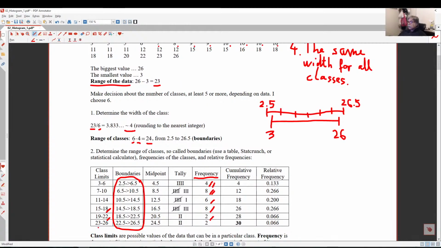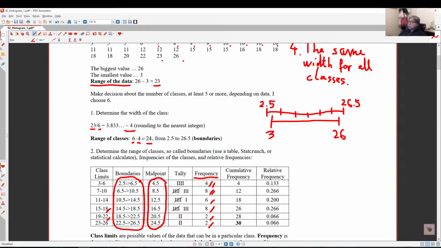And the last class with limits between 23 and 26. Again, the boundaries are 22.5 and 26.5. So therefore, the items that could be between these boundaries are 23, 24, 25, and 26. And we have 2 of them, only 23 and 26. So now we determine the frequency. Obviously, if the data is not sorted, you might also resort to something called a tally. That is probably not going to be needed if you have any kind of electronic help like a computer or calculator.